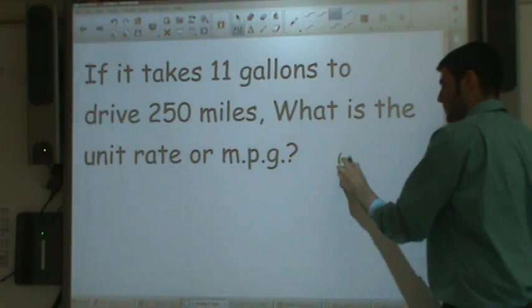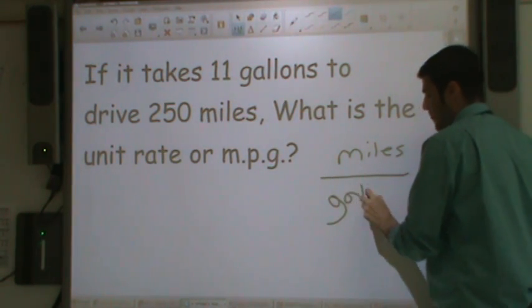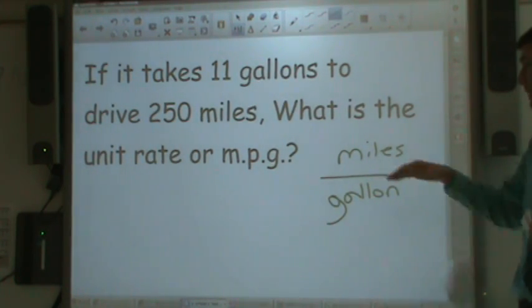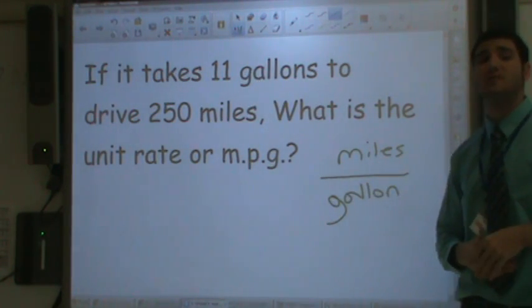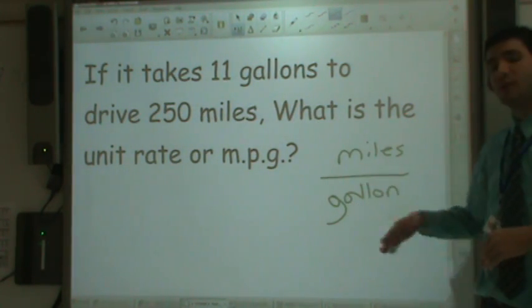It says miles per gallon. So miles per gallon. That "per" could be a division line. So that miles per gallon, that way you know how to set up the division problem. So we put the miles on top and then we put the gallons on bottom.